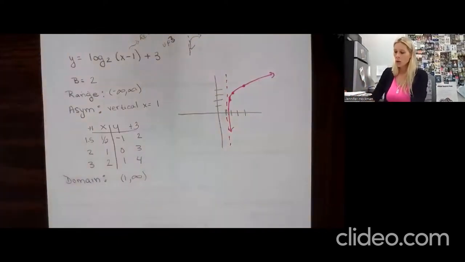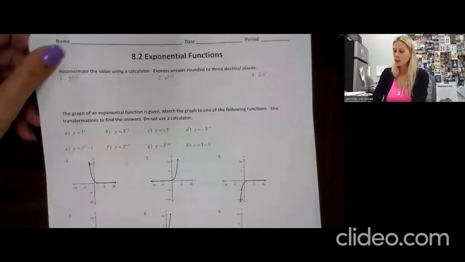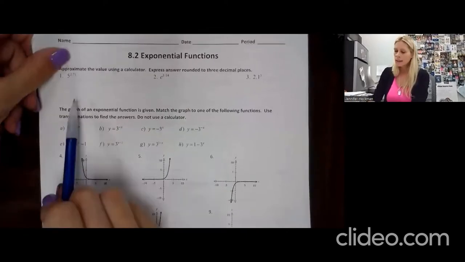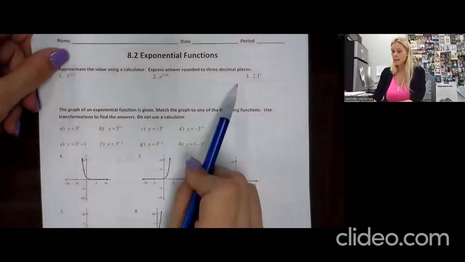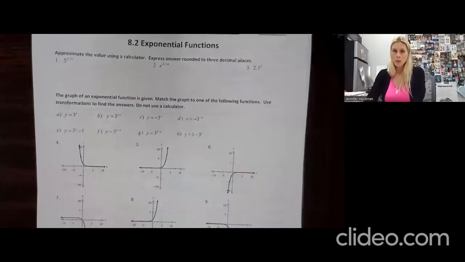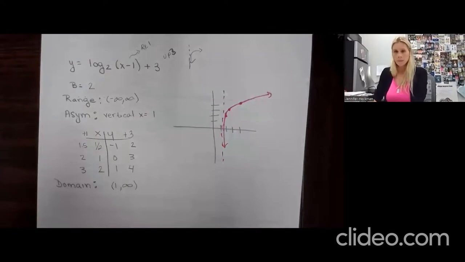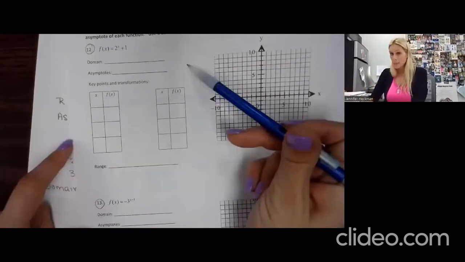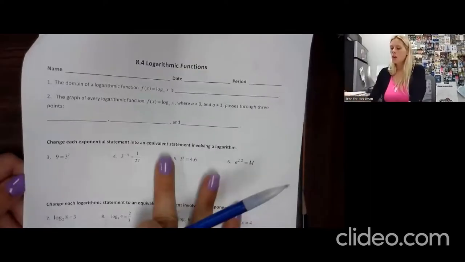Okay. So you should have done the first page on your packet. You're going to do all of this page. This is just using a calculator. This is matching what exponential with what graph. These two are graphing exponential. Okay. You're going to skip this page. Do not do this page yet. And then graph your logs.